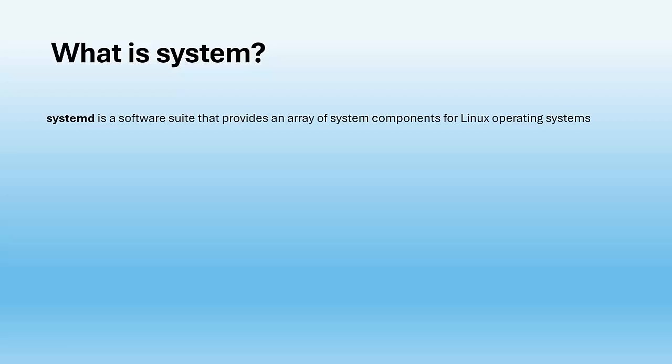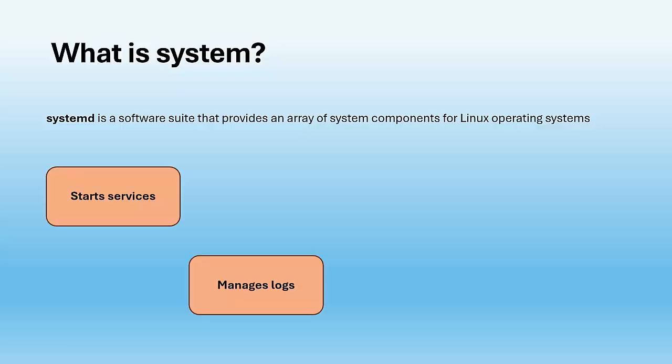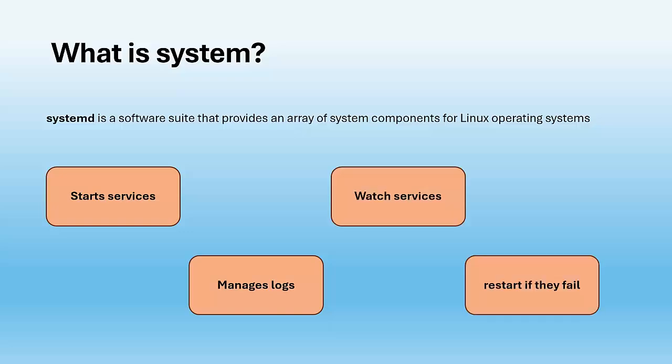So what is systemd exactly? Systemd is a software suite that provides an array of system components for Linux operating systems. If Linux were a spaceship, systemd would be the captain on the bridge barking out all the orders. It's the very first process your system starts after the kernel boots. Its job is to start the services, manage the logs, watch services for crashes, and even make sure that things restart if they fail. Basically, it's the boss that manages all the things.